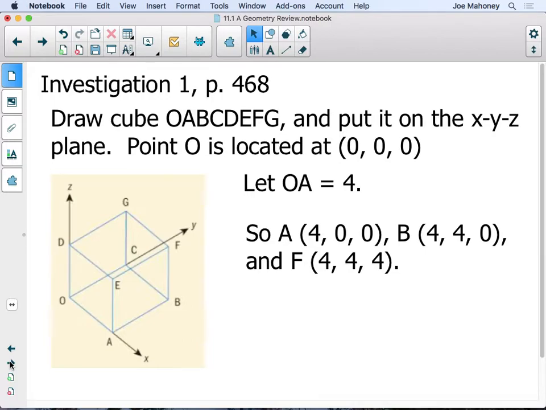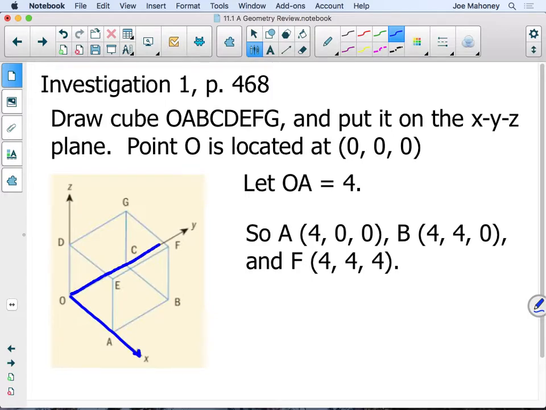So we're going to draw a cube. You might want to draw the cube first. And we're going to put it on the x, y, z plane. So you know the x and y axis from a two-dimensional plane. So x, y, z would be the three-dimensional plane. So this ray is going to be the x-axis. Then the y-axis is going to come along here through point C. The z-axis is going to go up that way through point D, so we have three-dimensional space here.